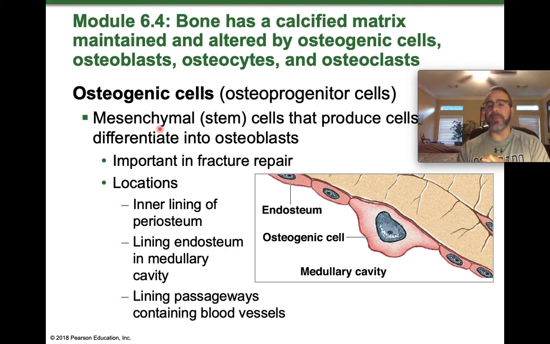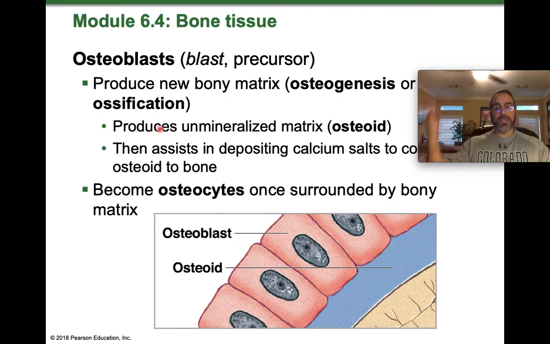Osteogenic cells are important because they repair fractures, and where they're found is on the inside of the periosteum, and remember the periosteum is the connective tissue that surrounds the bone. It's going to line the inside of the medullary cavity, and that lining on the inside of the medullary cavity is not called the periosteum, it's called the endosteum. En means inside. And it's also going to line passageways wherever you see blood vessels going into and out of the bone.